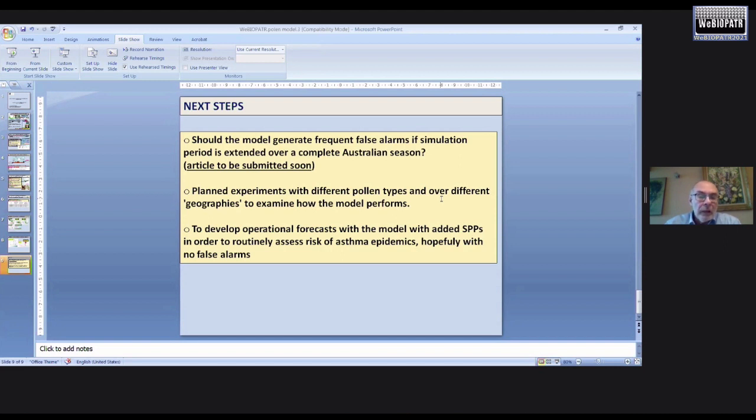And of course, the final goal of our work is really to develop operational daily forecasts with a model with added SPPs, those small and tiny particles that really cause the asthma epidemics, not only the whole grains, and again to test if this model works and produces at least a minimum of false alarms.